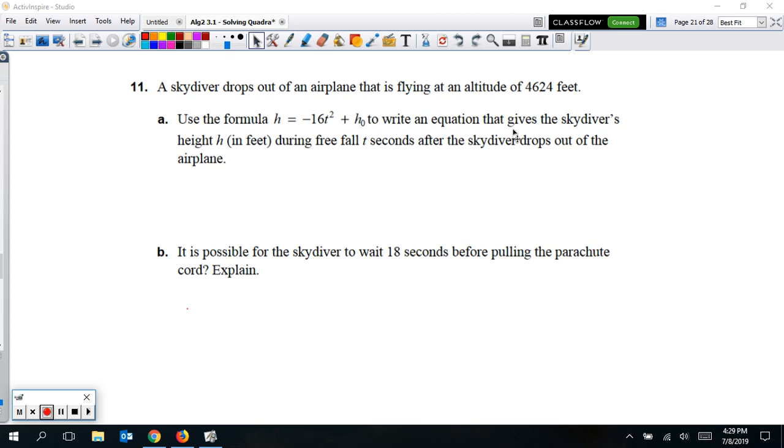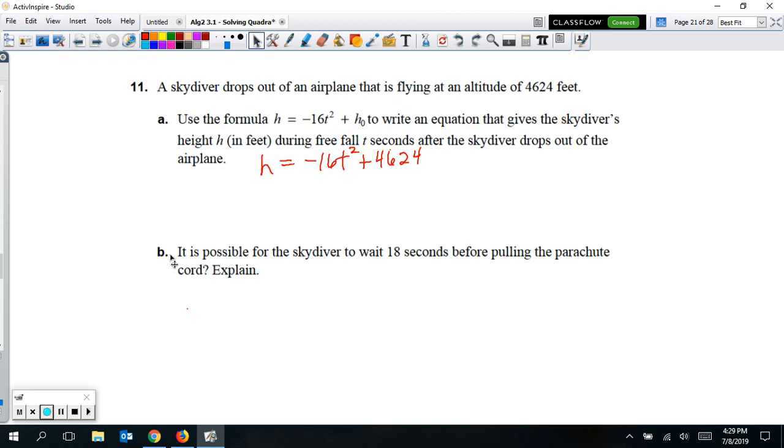So to write the equation is just understanding that the h of 0 is your starting height, and you're starting at an altitude of 4,624 feet. So all we got to do is just substitute this number in for your h of 0 to write an equation. It's that simple, just to say, okay, h equals the negative 16t squared plus that number. Instead of h of 0, we're going to put in the altitude number here, which was the starting height, 4,624.